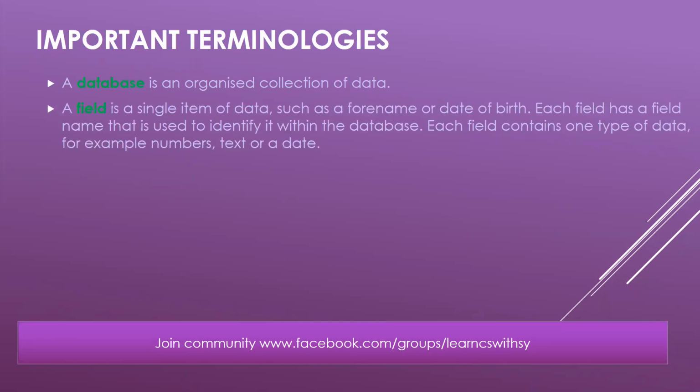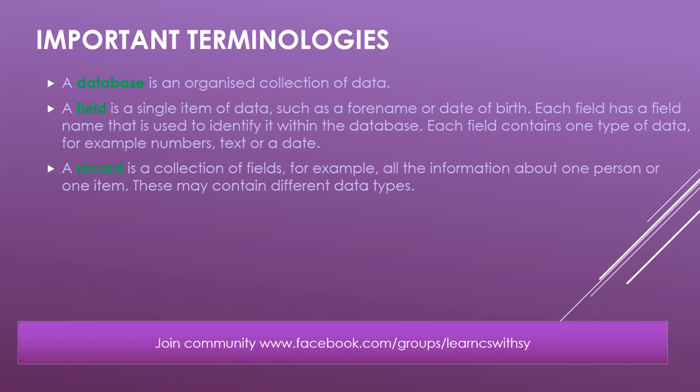A field. A field is a single item of data, such as the full name or date of birth. Each field has a field name, and that field name is used to identify it within the database. Every field that you have defined in your database should contain only one type of data. For example, it could contain numbers or text or a date value.